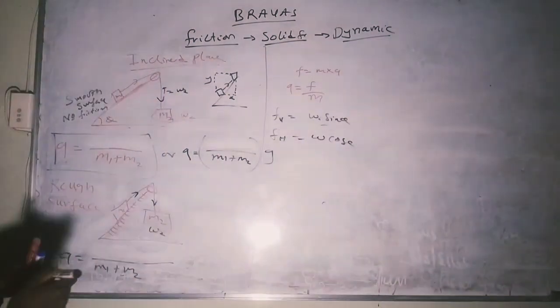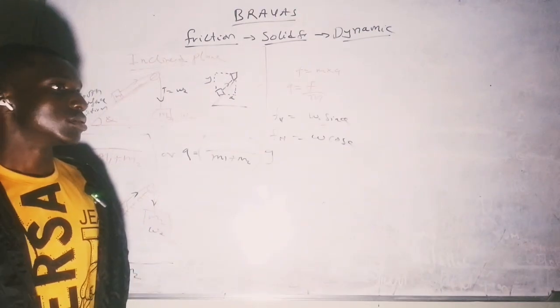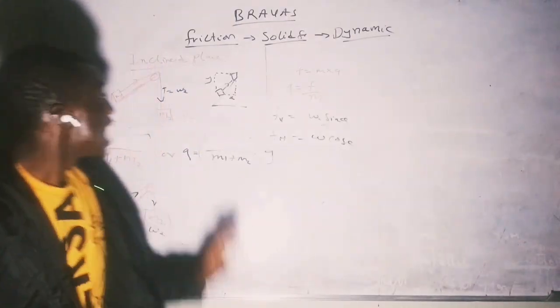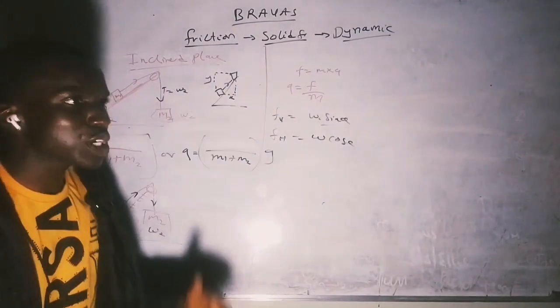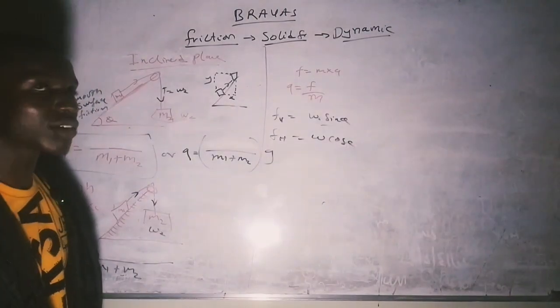So let's quickly go. When we're dealing with this inclined plane in dynamic friction, we only calculate acceleration. We deal with the acceleration of this body. We already know dynamic means something moving, right? When something is moving, it will move with a particular acceleration. So we need to calculate the acceleration.